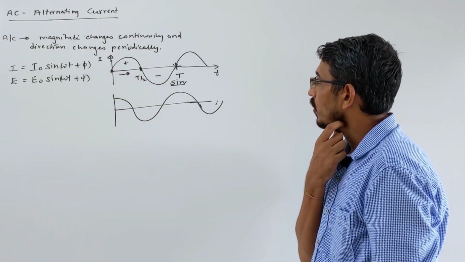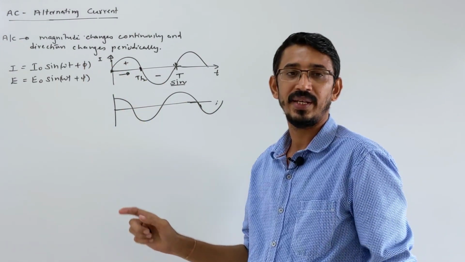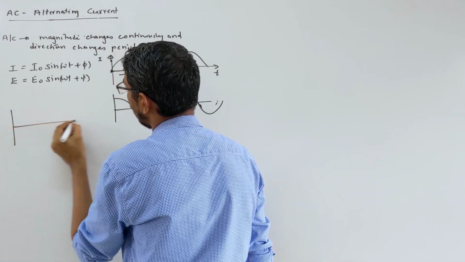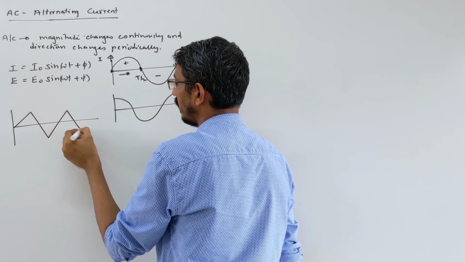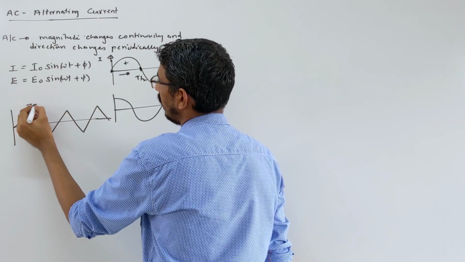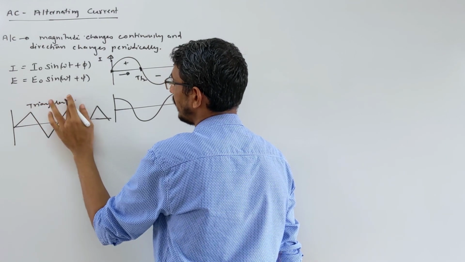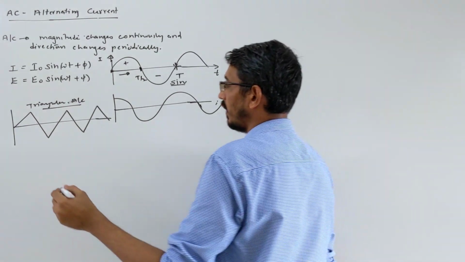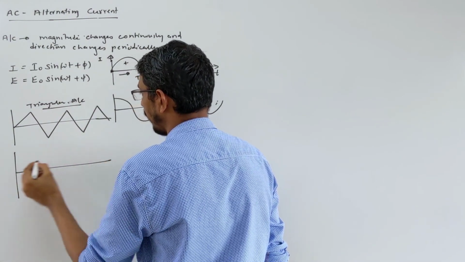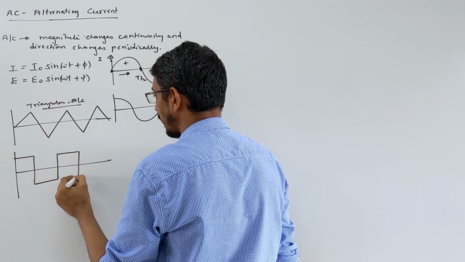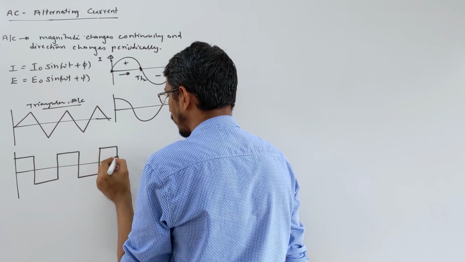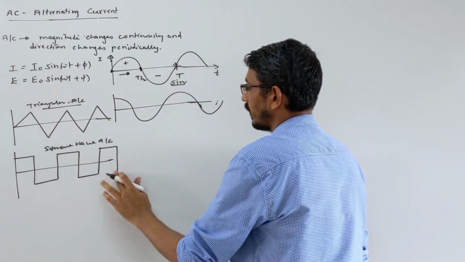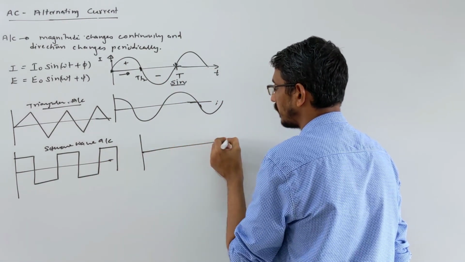It's not always that AC can be in this form only. We can have some other forms of AC also. It can be like this way also. This is called a triangular AC, a triangular shape. This is also an example of AC current. And you can have a square wave type also. You can have AC like this way also. This is called a square wave type of AC. Or you can have this type also.